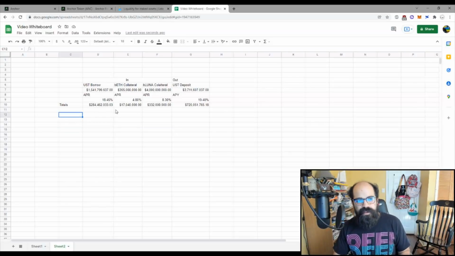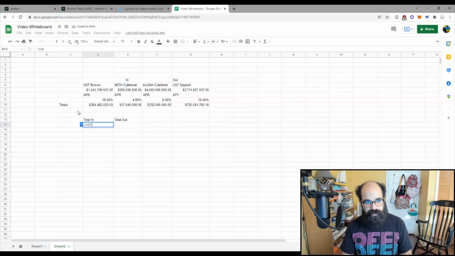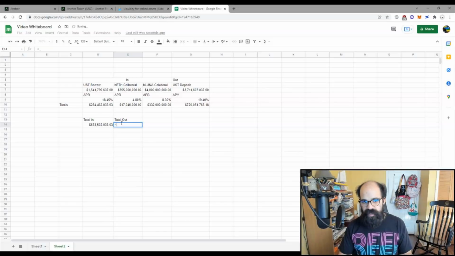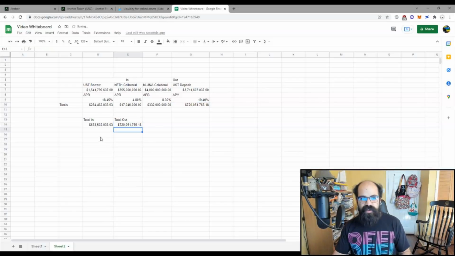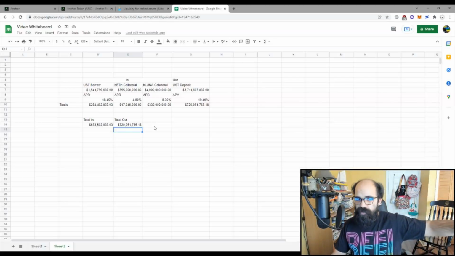Okay, so anyways, we want the total of these three combined. So I'll say total in, total out. This is going to be the sum of these three numbers, and pretty simple. All right, so what do we see here? We see that the total out is actually greater than the total in. But again, we're not accounting for the 1% liquidation fee that we might be getting.